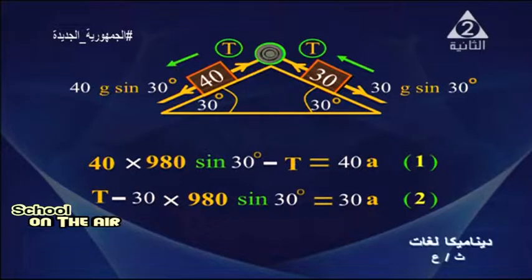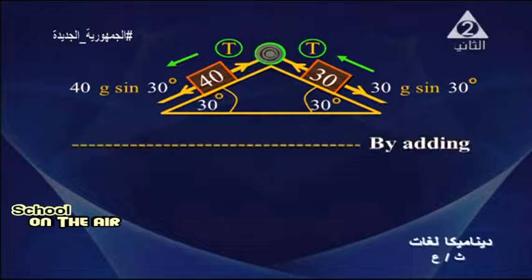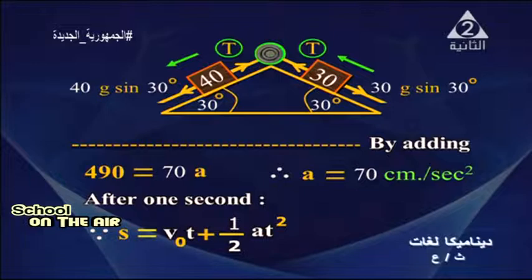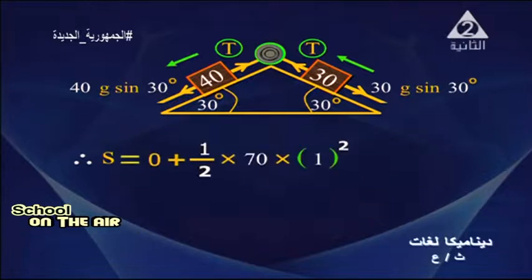Now we have two equations. By adding these equations, we get 4900 equals 70a, then the acceleration equals 70 centimeters per second squared. What is the distance after 1 second? After 1 second, s equals v naught t plus half a t squared. We have the initial velocity equal to 0, the acceleration 70, and the time equal to 1. Then s equals 0 plus half times 70 times 1 squared, which equals 35 centimeters.